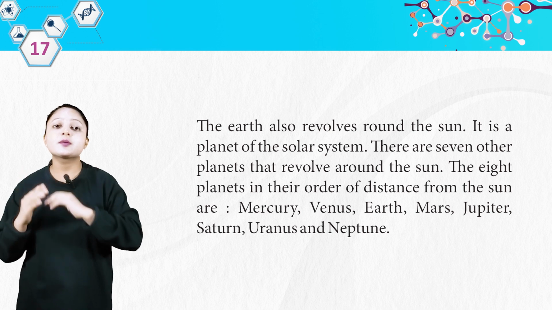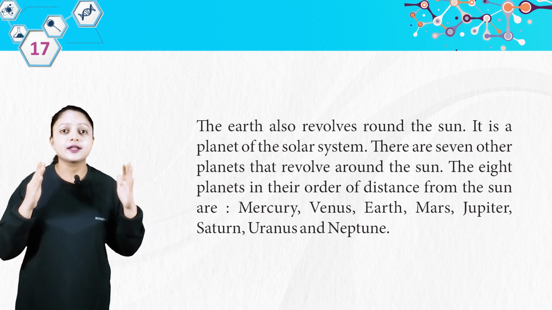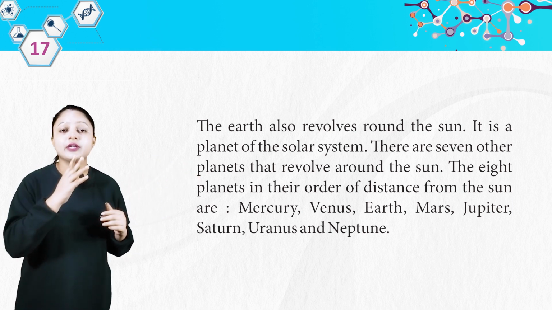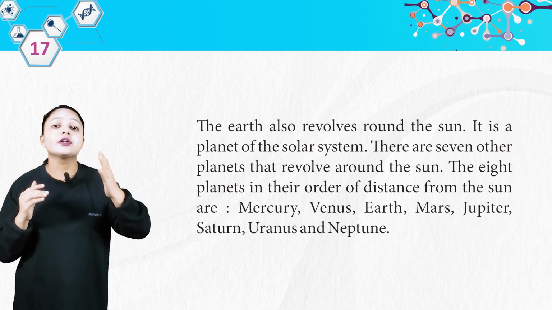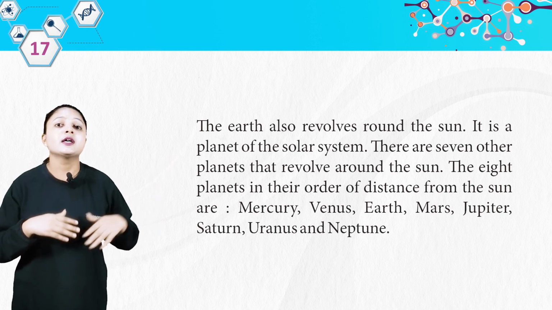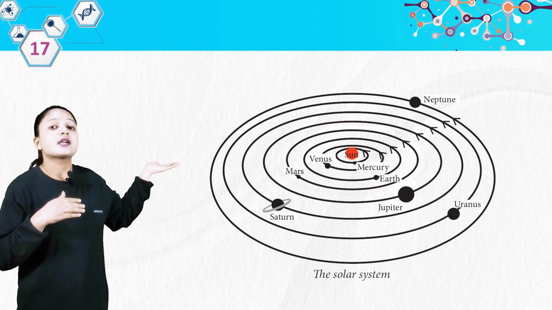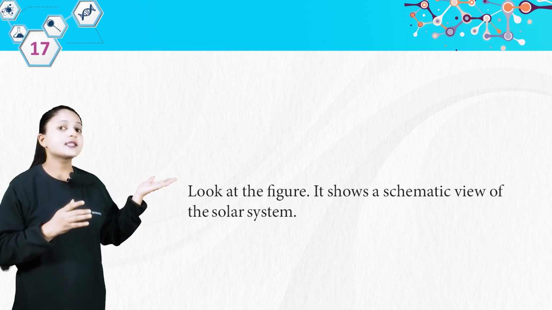There are 7 other planets that revolve around the sun. The 8 planets in their order of distance from the sun are Mercury, Venus, Earth, Mars, Jupiter, Saturn, Uranus, and Neptune. Look at this image here. This is the image of the solar system. It shows a schematic view of the solar system.